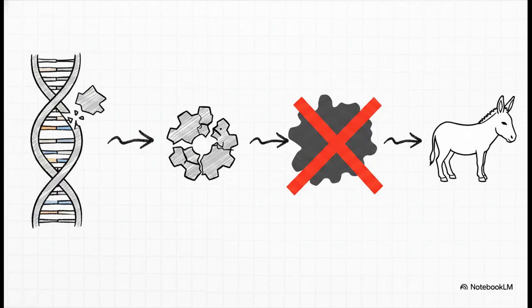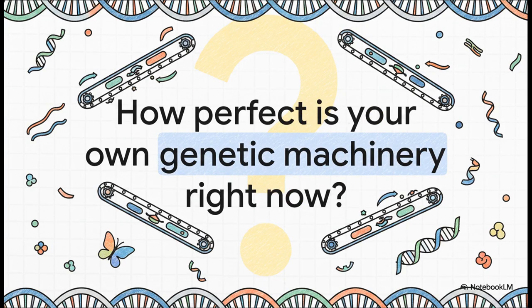So the mystery is solved. A microscopic typo on the cellular assembly line creates a dramatic whole-body physical change. Think about this. Every single second of your life, in almost every single cell of your body, this elegant, complex dance of DNA, RNA, and ribosomes is taking place. Millions of tiny assembly lines are just churning out the proteins that keep you alive, breathing, and thinking. So if one microscopic typo can change the color of an entire organism, just how perfect, how staggeringly precise is your own genetic machinery humming along inside you right now?